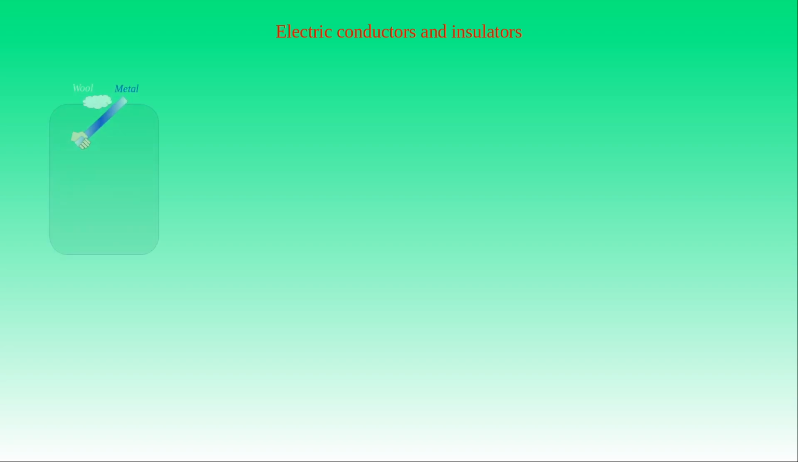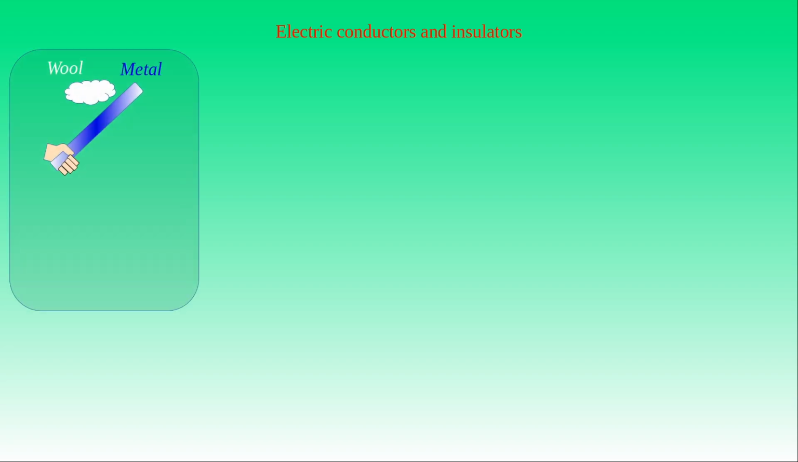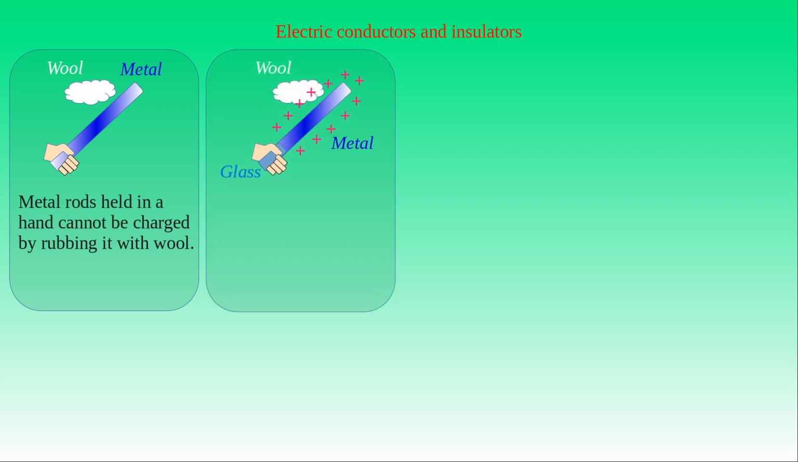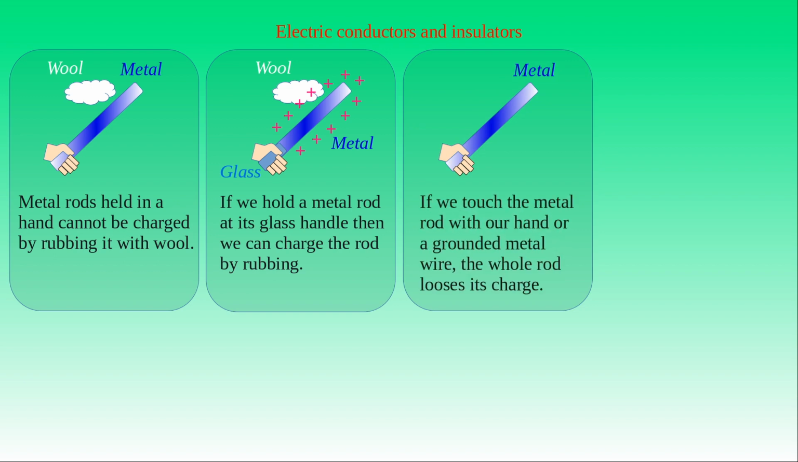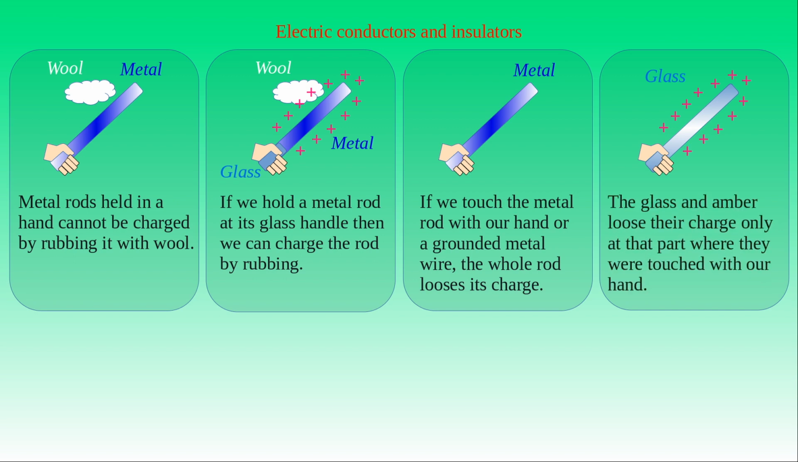If we hold a metal rod in our hand and rub it with wool, then the rod will not attain charge. However, if the metal rod has a glass or plastic handle, then the rod can attain charge after being rubbed with wool. A charged metal rod will lose its charge if we grasp or even touch it with our hand. It is not the case for a charged amber or glass rod. They lose their charge only at that part where they were touched.